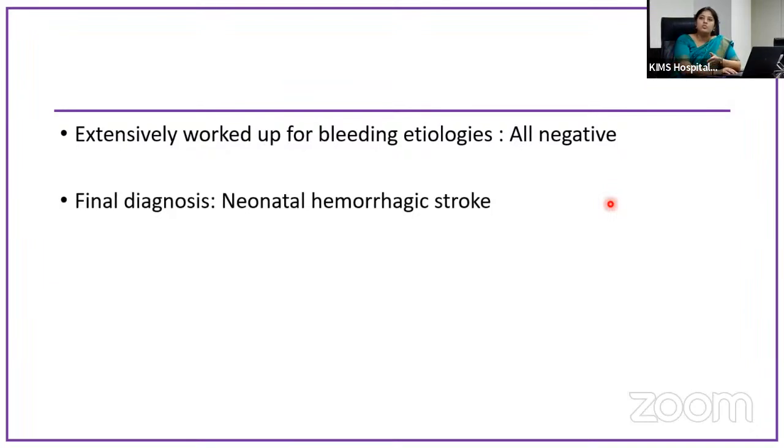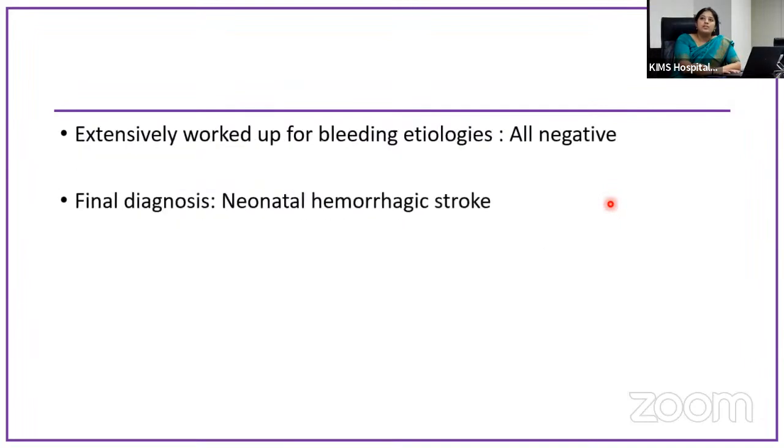A bleed which is happening in a term baby is termed a neonatal hemorrhagic stroke. And we do work up for all neonatal hemorrhagic strokes. For this child, we did not find any etiology. And as we know, the chances of finding an etiology of neonatal hemorrhagic stroke are also less, and the recurrence is also less than 1%.